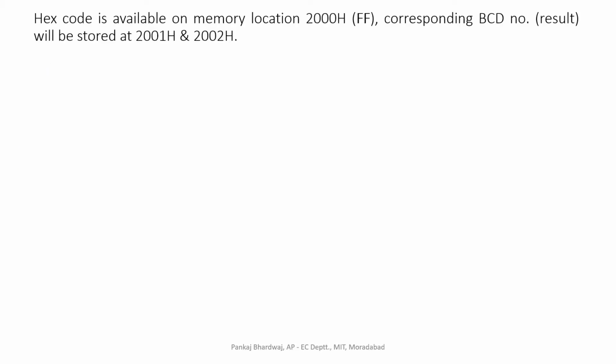The problem statement to perform the experiment is that we have a number that is stored in a memory location 2000H, and we need to find the corresponding BCD number that will be the result, and we need to store it at 2001 and 2002 memory locations.